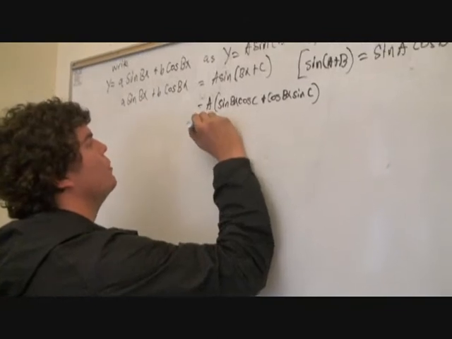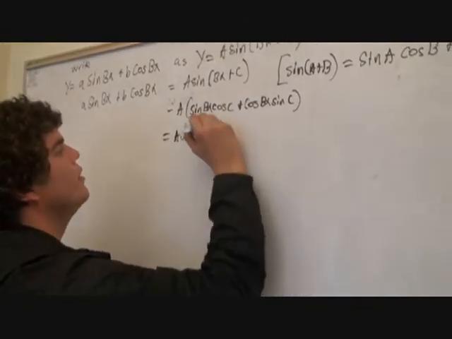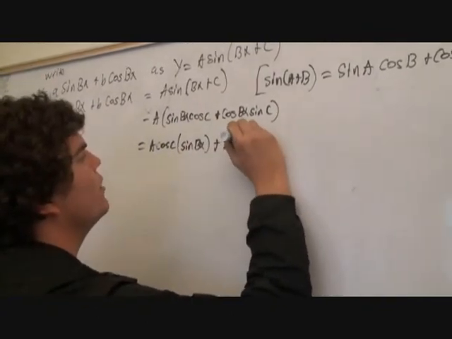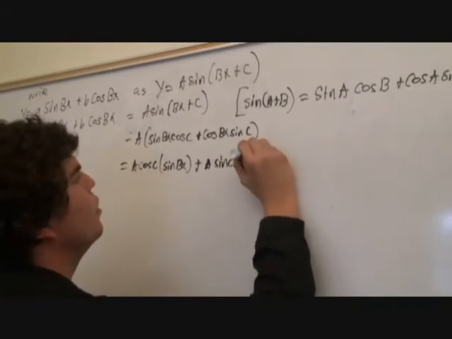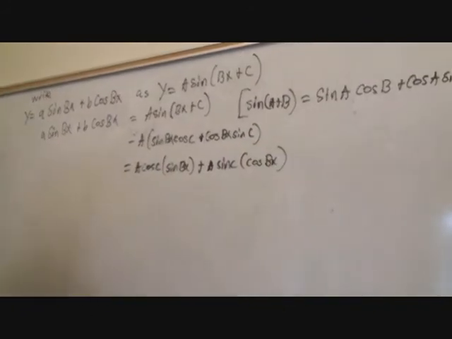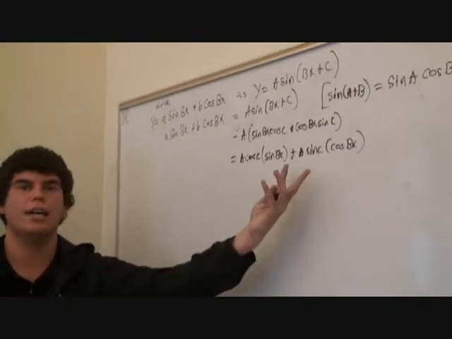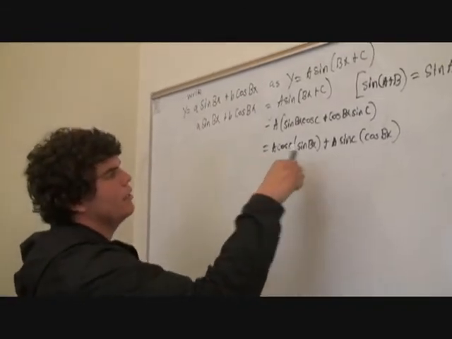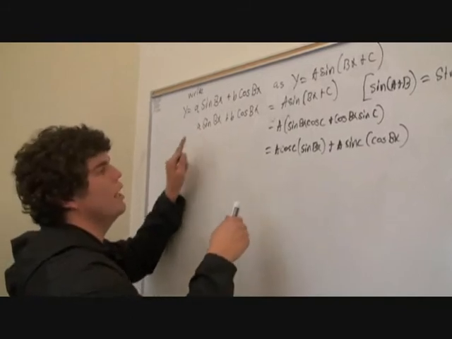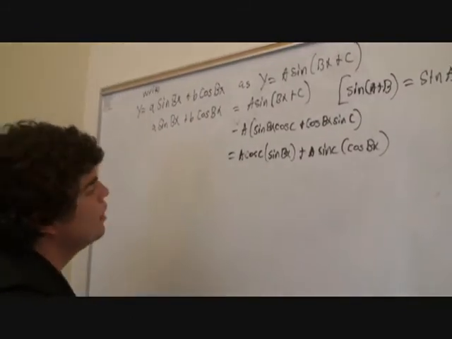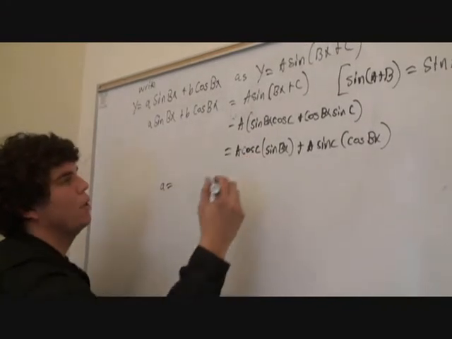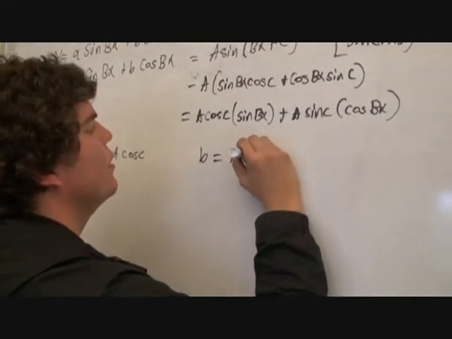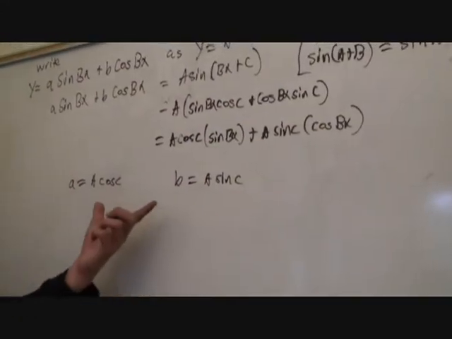So when I multiply it out, I'm going to put A cosine C times the quantity of sine Bx plus A sine C times the quantity of cosine Bx. Now we pretty much have these two quantities down, but I'm just going to go on a hunch and say that this value needs to be equal to little a, this value needs to be equal to little b. So we're just going to write that out. Little a in this equation is equal to A cosine C, little b is equal to A sine C. And that's what we're going to represent it as thus far.